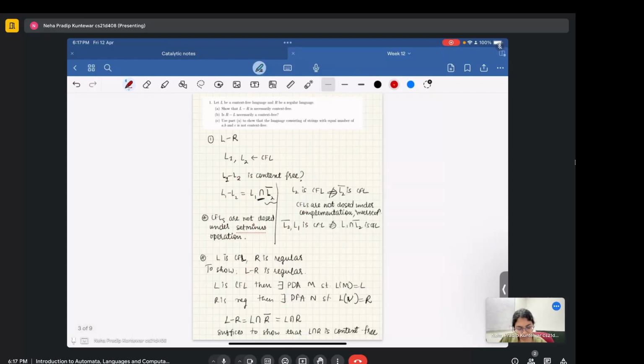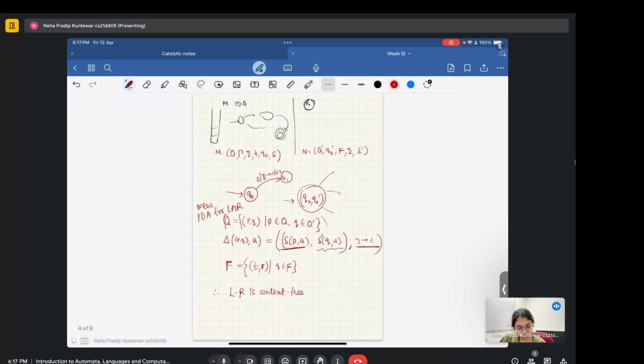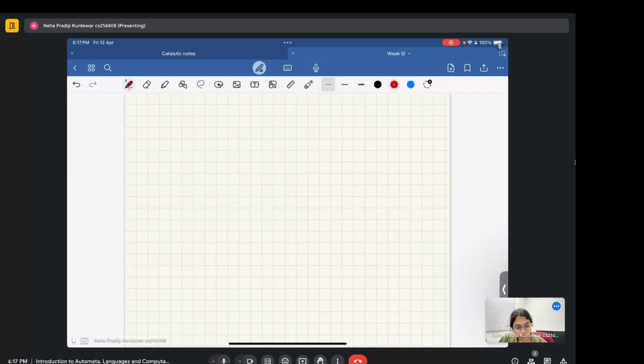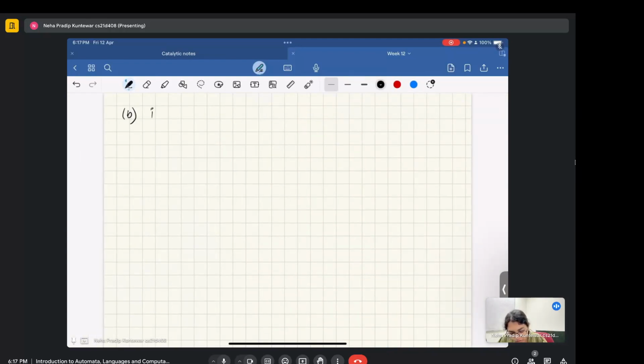And now the second part says, what can you say about R minus L? Is it true that R minus L is necessarily context free? So part B says, is R minus L context free?